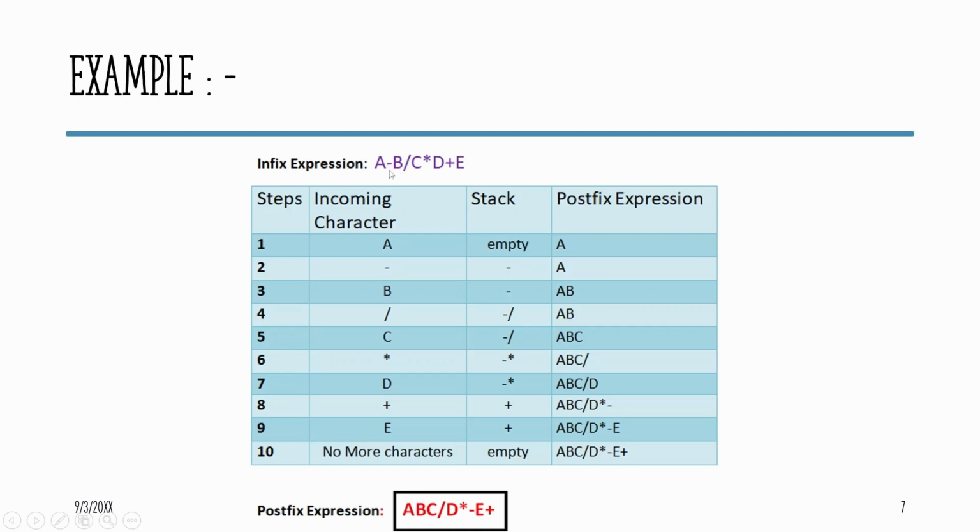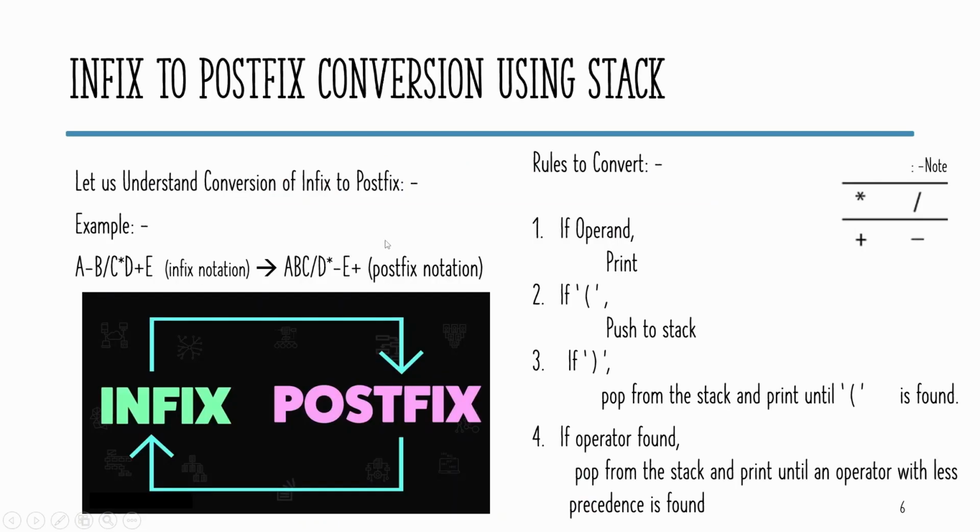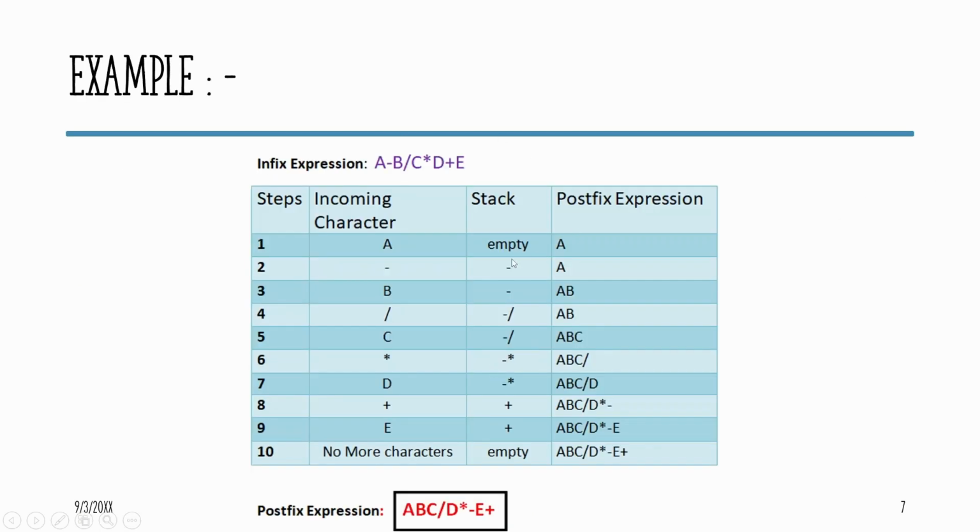Now the second thing we come across is minus. So minus is an operator. Let's see what is to be done for an operator. If an operator is found, we have to pop from the stack and print until an operator with less precedence is found, right? So here, as the stack was empty, we don't have any higher precedence operator to deal with. We'll simply add this minus to the stack, right?